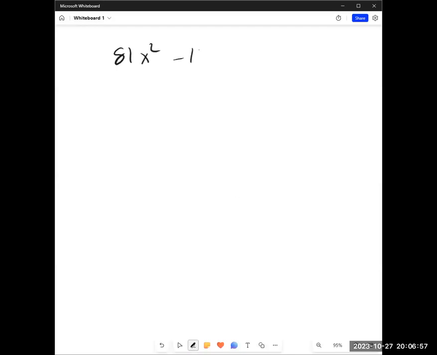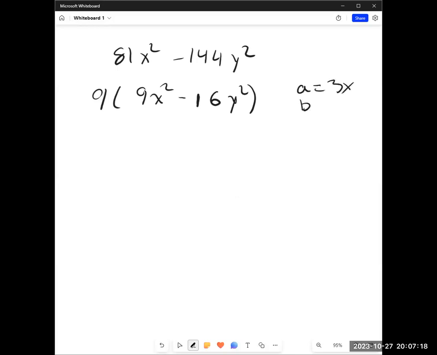81x squared minus 144y squared has a greatest common factor of 9, I believe. That leaves 9x squared minus 16y squared. So my a is 3x and my b is 4y. It's 9 times 3x plus 4y, 3x minus 4y. So that's how you factor a difference of two squares.